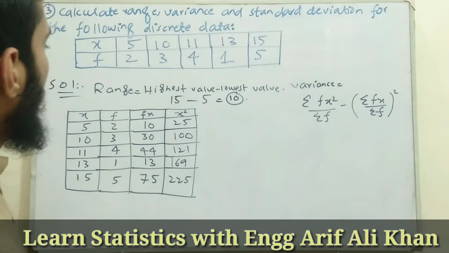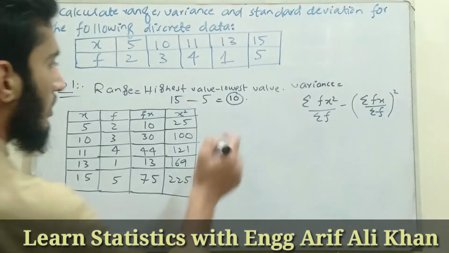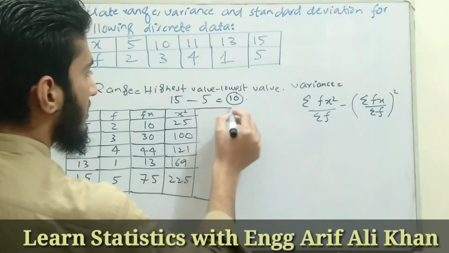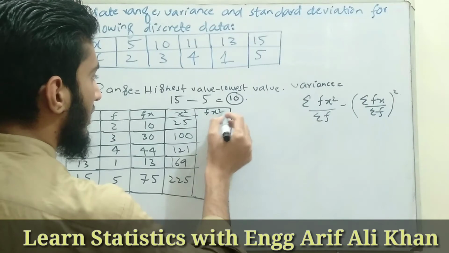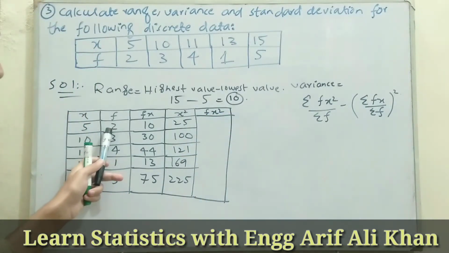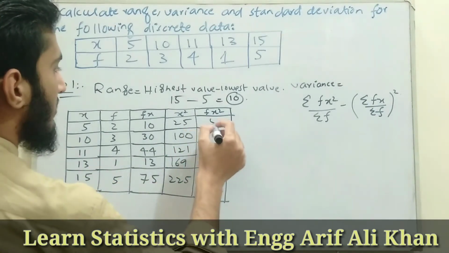Now after this we are going to calculate the product of frequency with x square. So let's suppose this is f x square. f is 2 in the first case and x square is 25. So 2 multiply 25 gives us 50. So f x square in the first case will be 50.